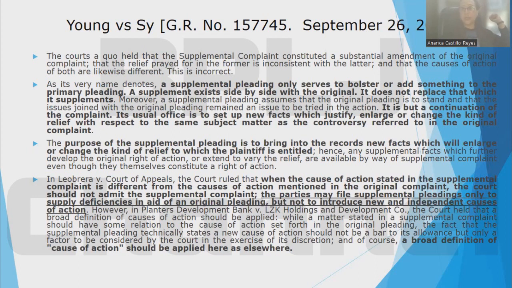When the cause of action stated in the supplemental complaint is different from the causes of action mentioned in the original complaint, the court should not admit the supplemental complaint. The parties may file supplemental pleadings only to supply deficiencies in or aid of an original pleading, but not to introduce new and independent causes of action.